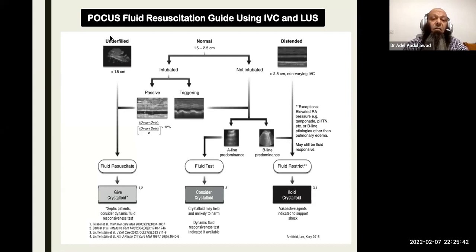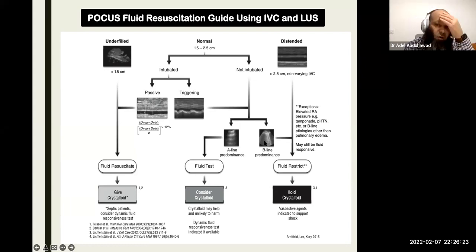First, if the patient is underfilled, with a diameter less than 1.5, it means the patient is a fluid responder, and you give fluids, mainly crystalloids. If the diameter is between 1.5 and 2.5, you look at whether the patient is intubated or non-intubated. If intubated and passively breathing, well synchronized, you use the distensibility index, and the cutoff is more than 12%. If the patient is triggering or not synchronized with the vent, he goes with the algorithm for the non-intubated.